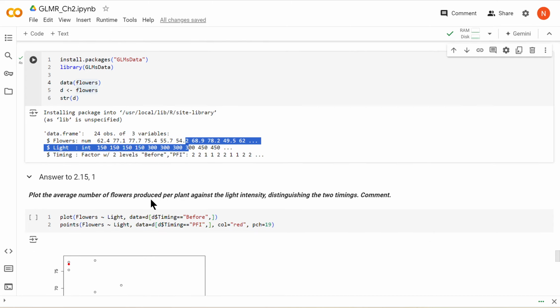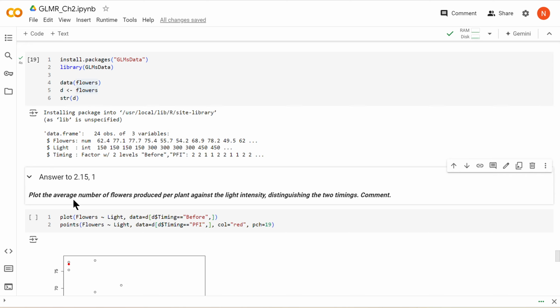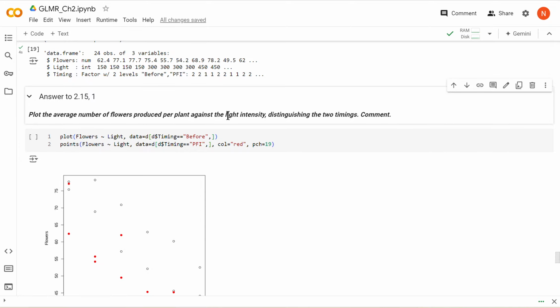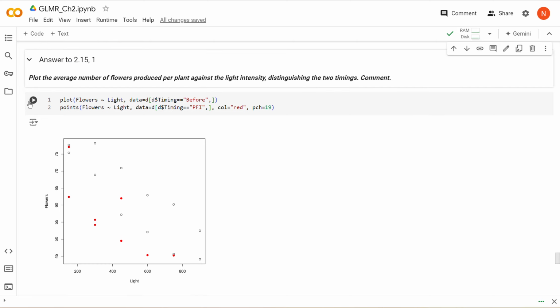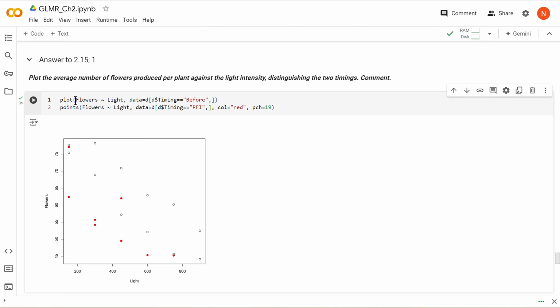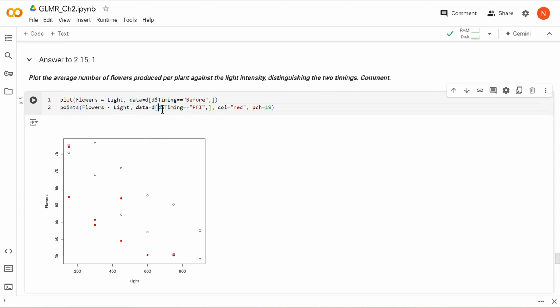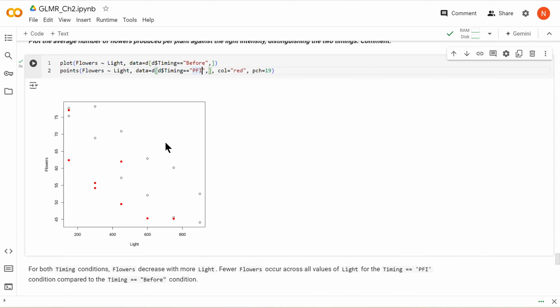Okay. So the first question is we want to plot flowers against light intensity, distinguishing the two timings. Okay. So to do this, let me rerun that. So first I'm going to plot flowers against light as we're supposed to, and I'm going to just take this part of my data where timing equals before, right? Because we're supposed to distinguish the two timings. And then I'm going to come back and manually add the points where the timing is PFI and color those red and give it a different marker. Okay, so there's that.